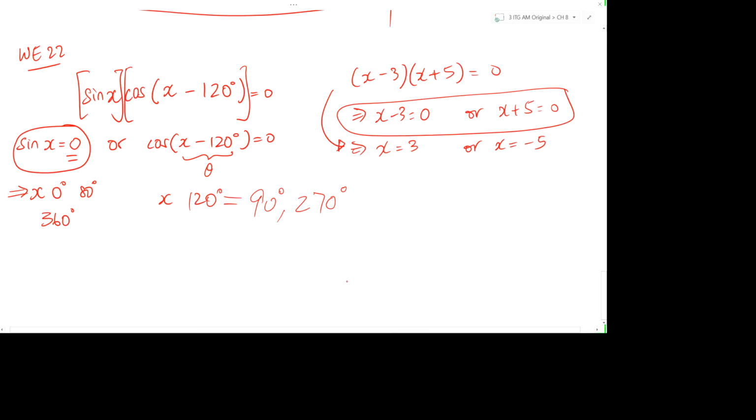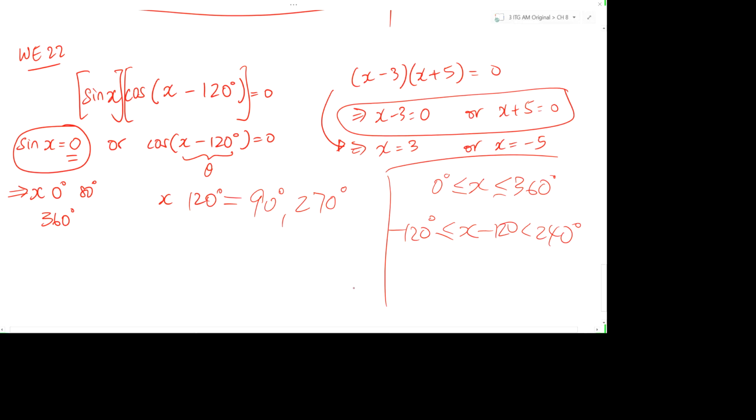Are you sure? See, our x is from 0 to 360. So our x minus 120 is from negative 120 to 360 minus 240. Okay, so you need to do all your plus minus 360 to find out whether all the answers are captured in your steps. Okay? Isn't it 270 cannot accept? You are right. This one we reject. So that is why writing down the range is important.